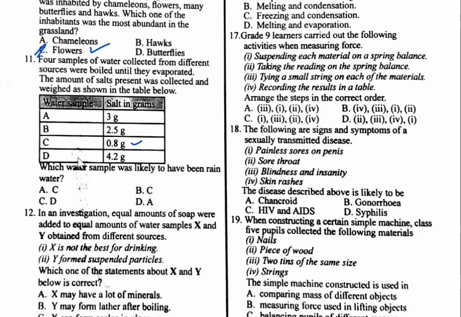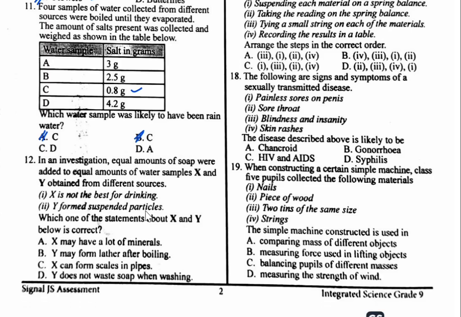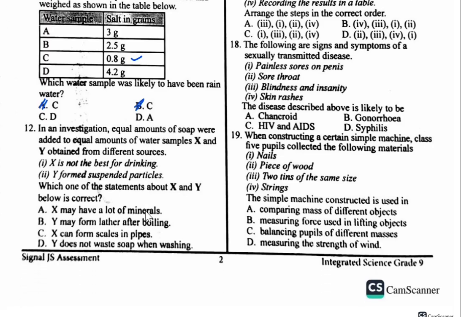And therefore the correct answer is AC, also BC, and therefore these two are correct, because you know that rainwater is soft water, and therefore the quantity of dissolved salt is few. We continue to question number 12.